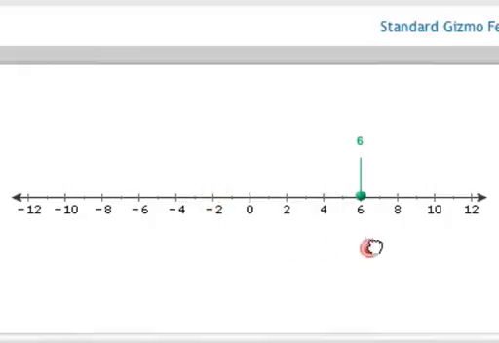And another way of doing this, remember that if we're going to subtract 2, we move to the left 2 on the number line, but we're going to subtract -2, so we're going to move in the opposite direction, which means we're going to move 2 to the right on the number line, and we end up at 8. So 6 minus -2 is 8.